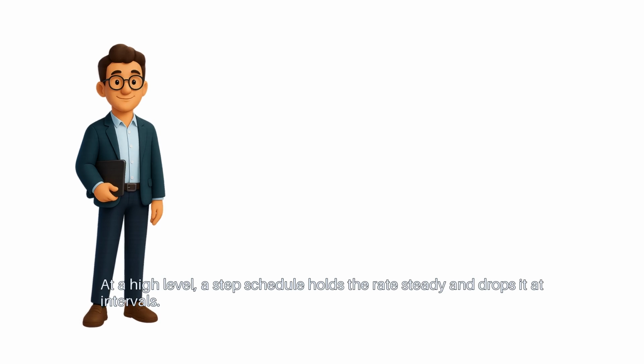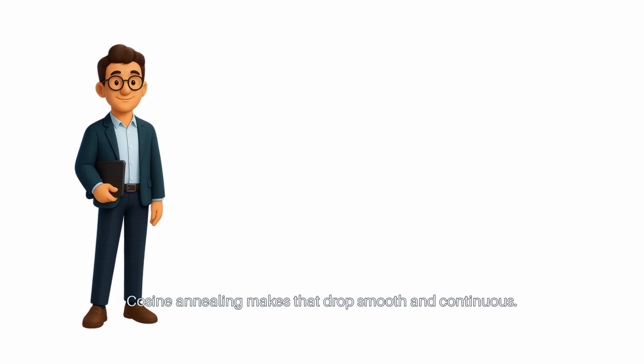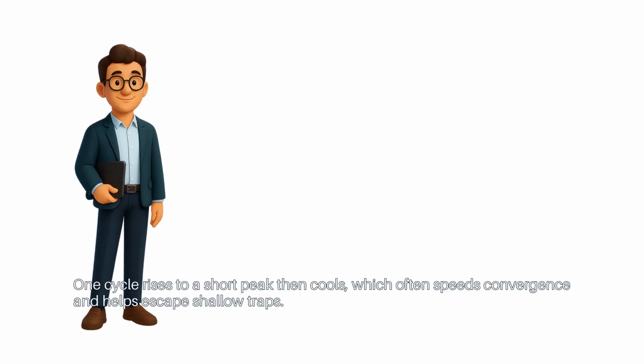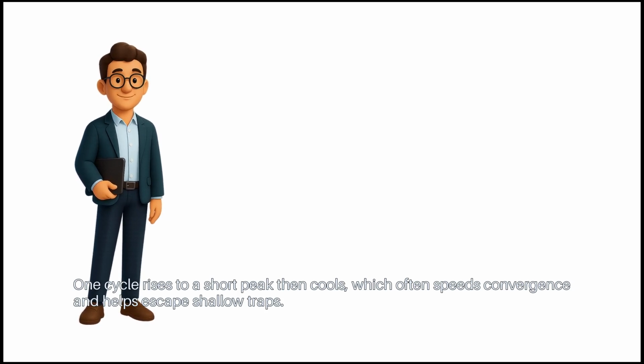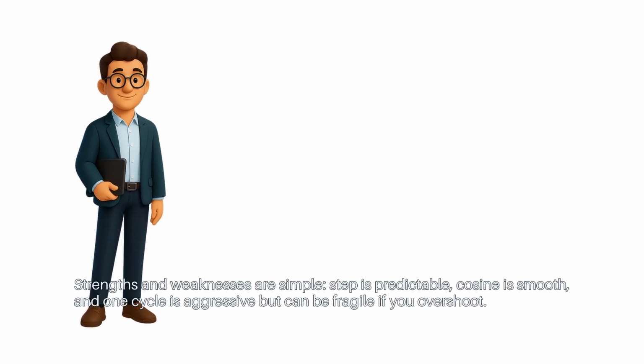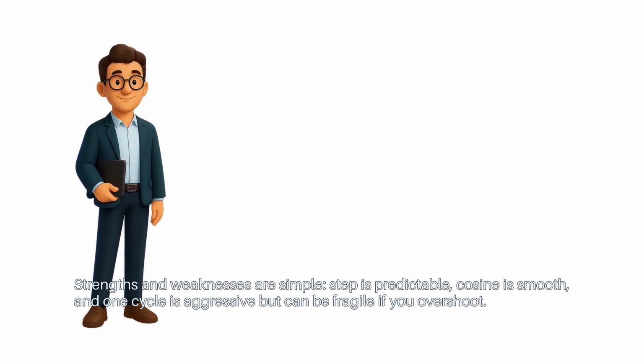At a high level, a step schedule holds the rate steady and drops it at intervals. Cosine annealing makes that drop smooth and continuous. One cycle rises to a short peak, then cools, which often speeds convergence and helps escape shallow traps. Strengths and weaknesses are simple. Step is predictable, cosine is smooth, and one cycle is aggressive but can be fragile if you overshoot.